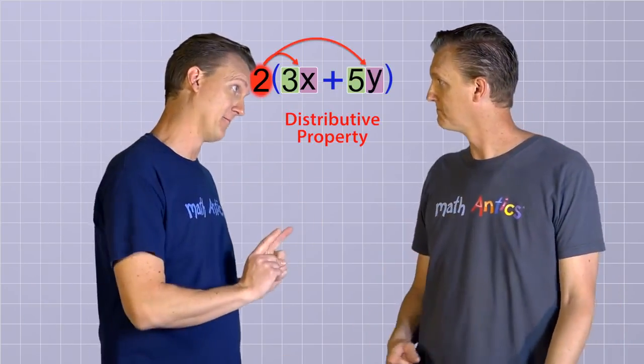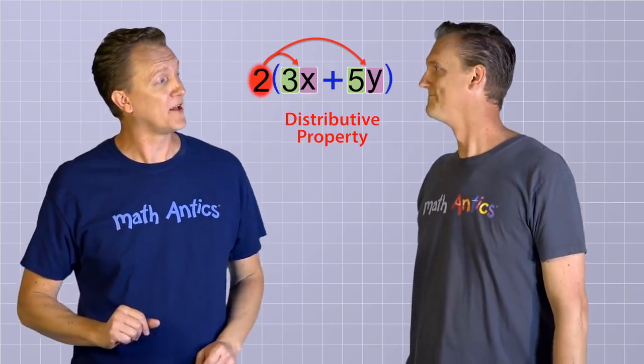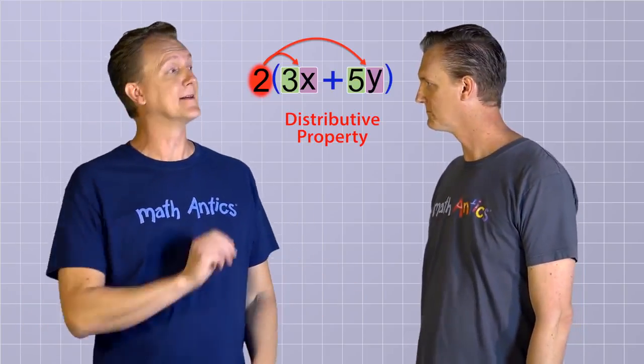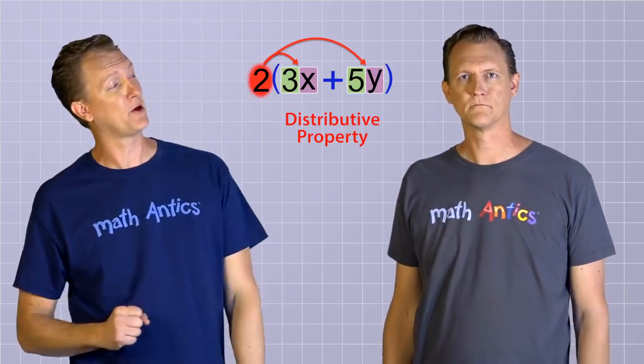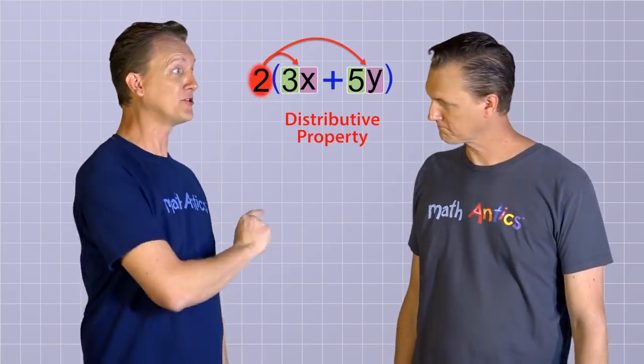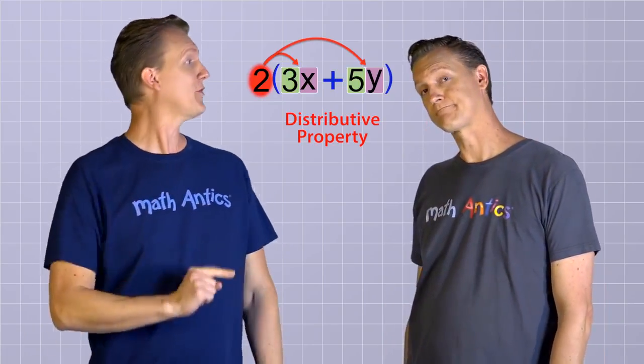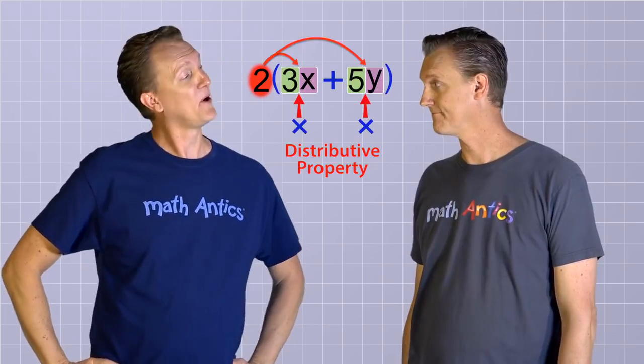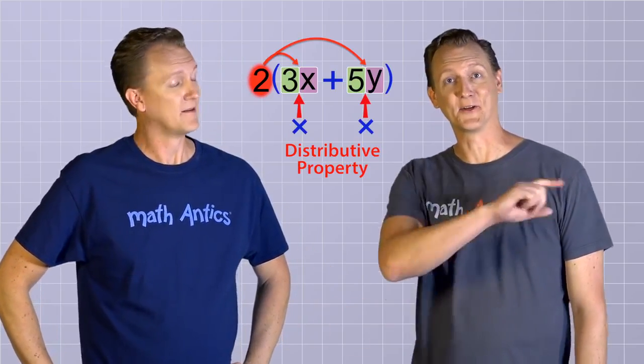Wait just a second here. I noticed earlier that you said that the distributive property does not work with members of a group that are being multiplied. And I also noticed that these terms do have multiplication. What's up with that?